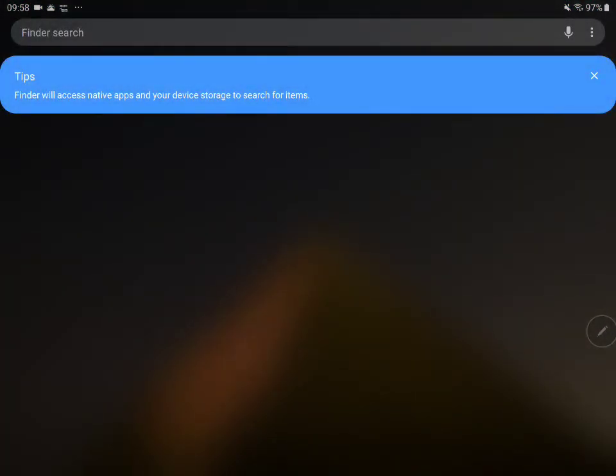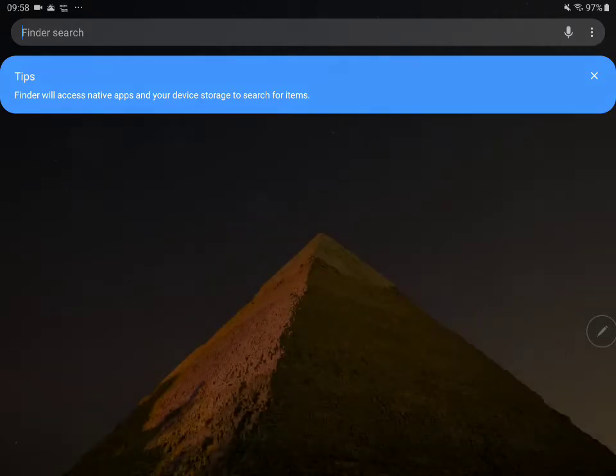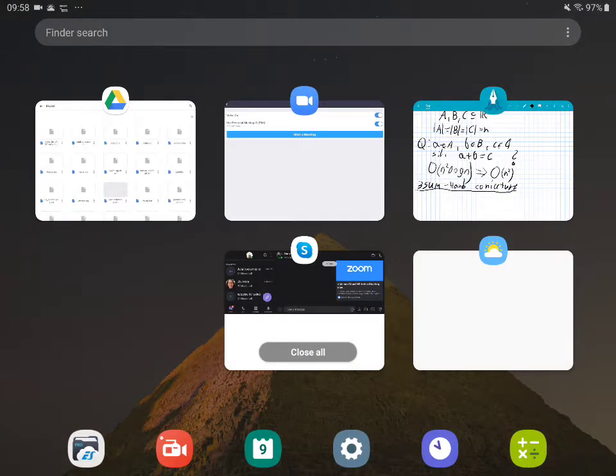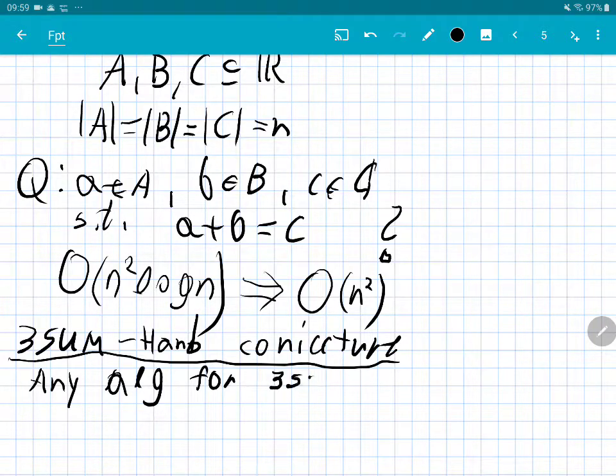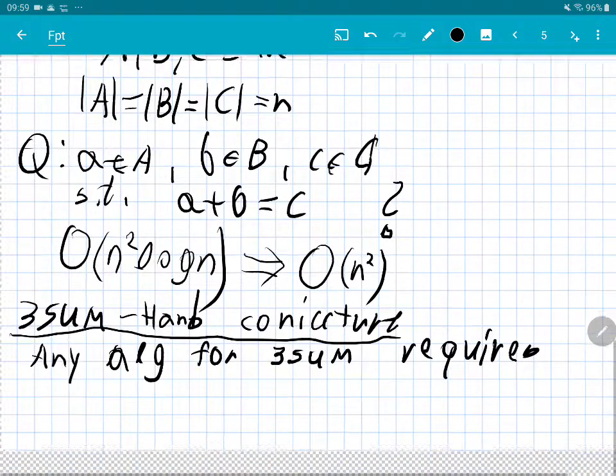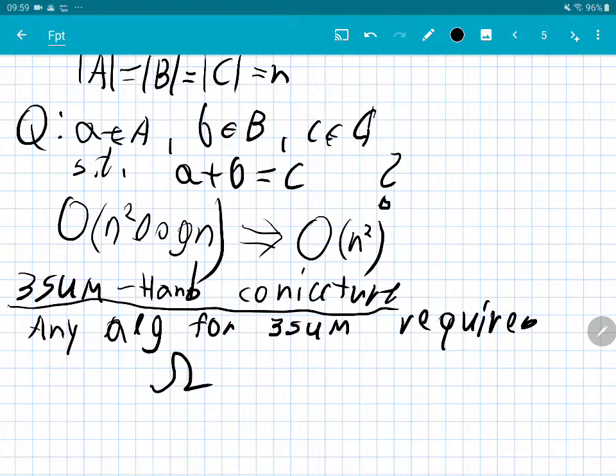Let me try again. So this conjecture is that any algorithm for 3SUM requires n squared time.